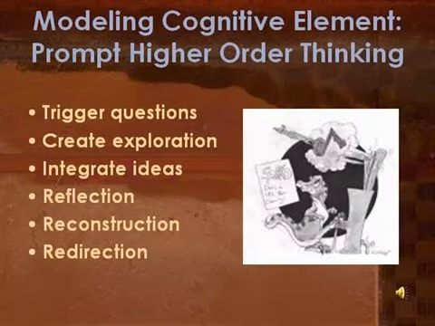Modeling the cognitive element to prompt higher order thinking. The cognitive element of learning is a pathway to deeper learning. Some devices that prompt higher order thinking are using trigger questions, posing the problem, pushing students to explore, then helping them to integrate ideas or construct solutions. Encourage reflection by bringing critical assessment to student solutions. Help with reconstruction. After reflection on many themes, can another truth or meaning be reconstructed? Redirect and evolve. Is there another way to look at this problem?